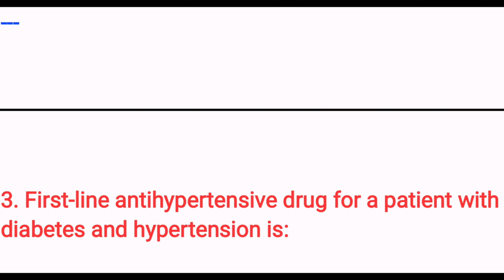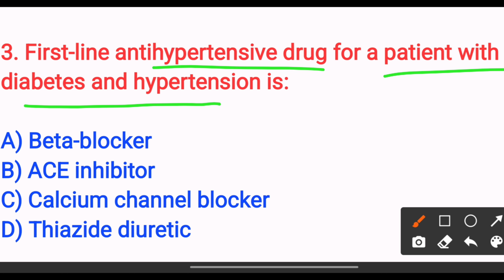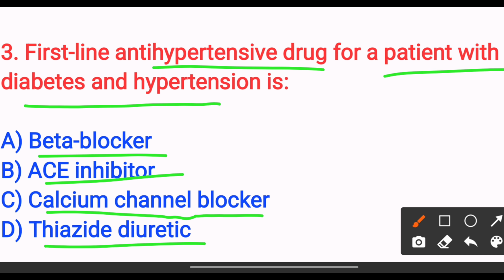Next, the first line antihypertensive drug for a patient with diabetes and hypertension is: option A beta blockers, option B ACE inhibitor, option C calcium channel blocker, option D thiazide diuretic. The answer is option B, ACE inhibitor, because ACE inhibitors are preferred in diabetes due to their renal protective effect. So the answer is option B.